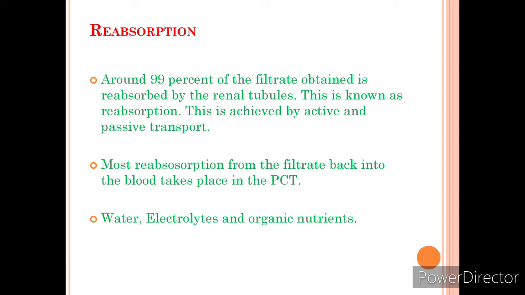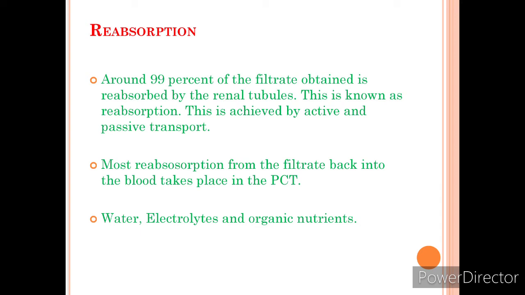And our second method, selective reabsorption. Most reabsorption from filtrate back into the blood takes place in the PCT. Those walls are lined with microvilli to increase surface area of absorption. Many substances are reabsorbed here, including some water, electrolytes and organic nutrients such as glucose. Some reabsorption is passive, but some substances like glucose are actively transported.